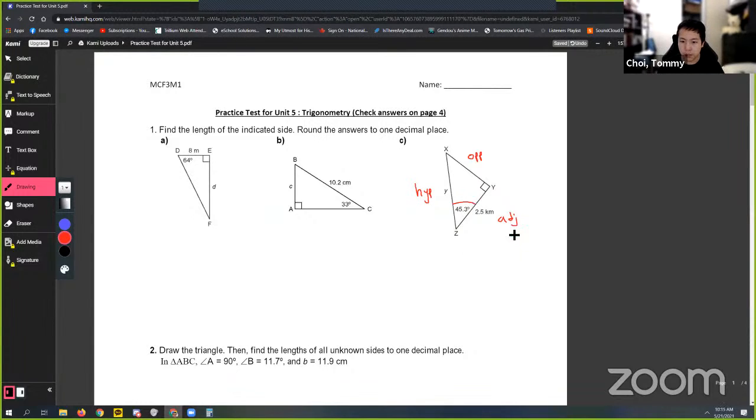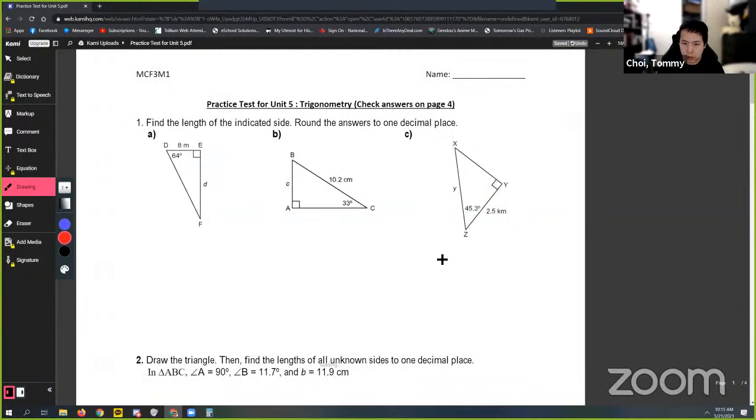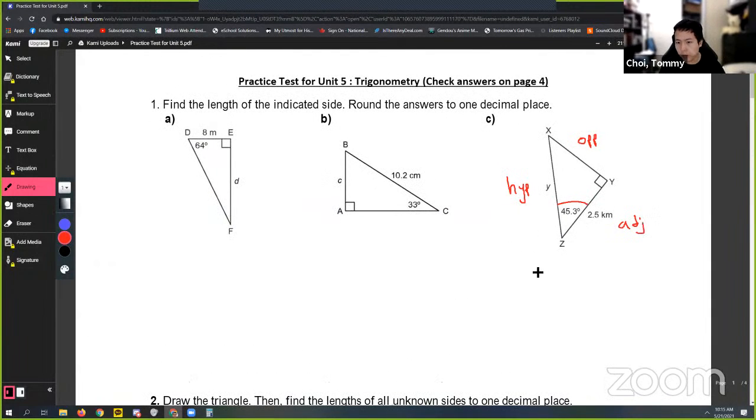Cosine is correct. We have adjacent, we want hypotenuse, and the only one that has both of them in the formula is cosine. So for us, I'm going to zoom in a little bit here. Cosine theta is equal to adjacent over hypotenuse. Plugging that in, we're going to get cosine of 45.3 is equal to adjacent, which is 2.5, over y, because we're solving for y here.